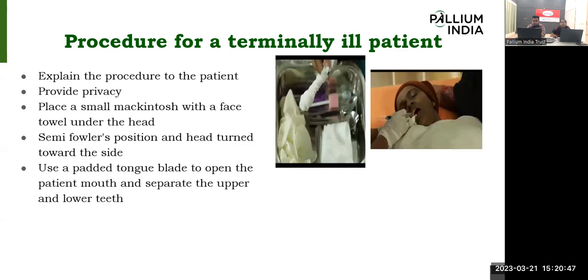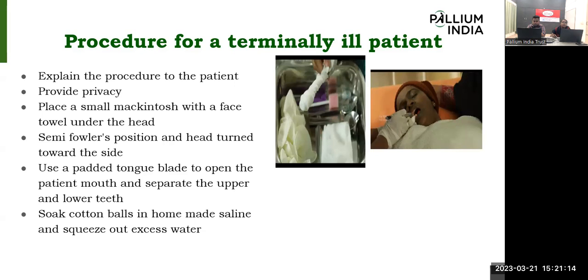And use a padded tongue blade to open the mouth. Instead of a tongue depressor, you can use a spoon wrapped with a gauze piece, and insert that part into the mouth. At that time the mouth will open. You can see that picture. After that, you can assess the oral cavity, whether there is any infection, bleeding, inflammation, or oral thrush.